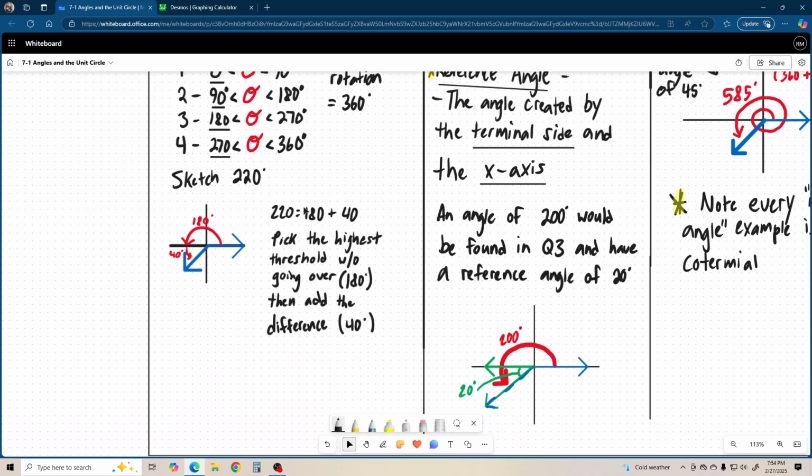And if we want to do a little bit of math here, we know that we're going to have to start off at 180, right? And then we're going to have to figure out, okay, 180 plus what equals 220? Well, in this case, it's 40. So we're going to go 180 degrees, and then once we get to this x-axis here, we're going to go another 40.